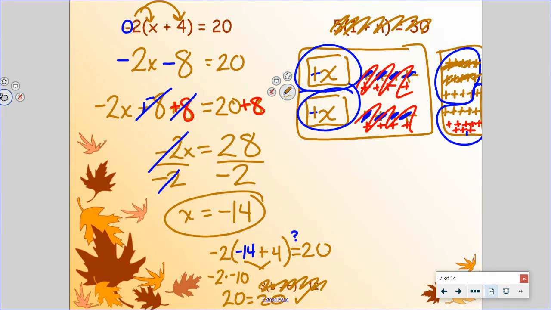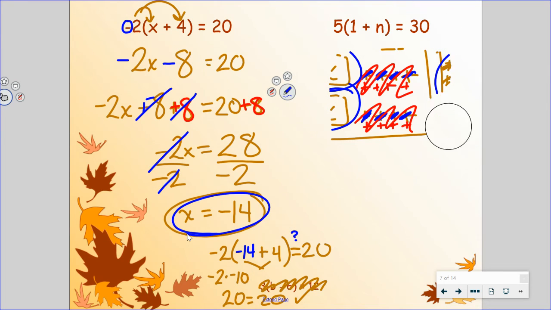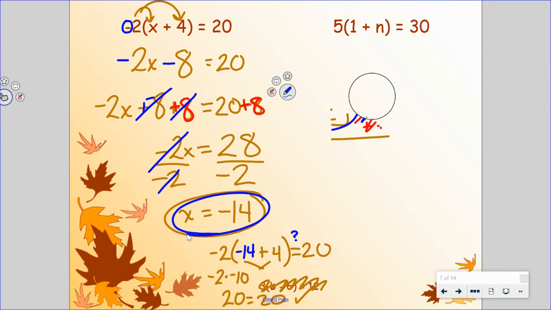So I would like to point out, I don't believe our directions for our assignment today say solve and check, but I wanted to show you, you can always check an algebraic equation if you substitute in the number you believe is going to work and then solve for that. And in this case, negative 14 is the only number that would make that statement true. All right, onward we go.